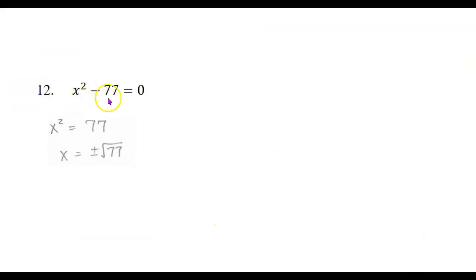X squared minus 77 equals 0 is pretty easy, but don't forget that there are two solutions. X squared equals 77, so x equals plus or minus the square root of 77. So either the positive or negative square root of 77.